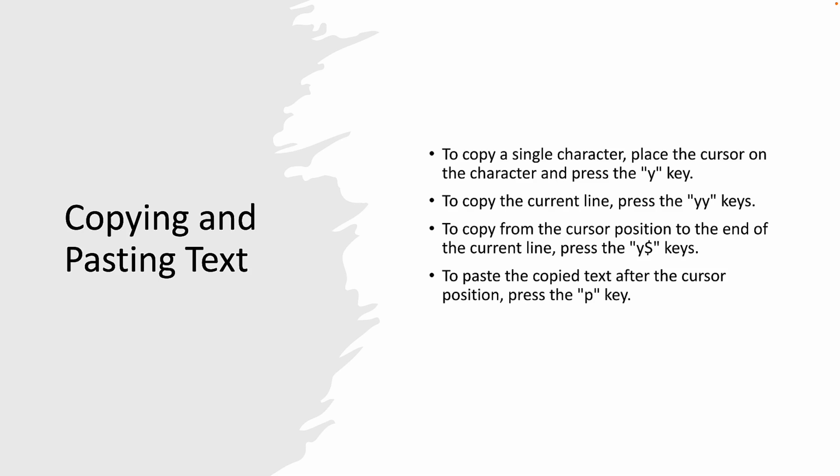Another very common function using an editor is to copy and paste text. So to copy a single character, place the cursor on the character and then press the Y key. To copy the current line, press the Y key twice. To copy from the cursor position to the end of the current line, press Y followed by $. And to paste the copied text after the cursor position, simply press the P key. Again, these are detailed steps, and it'll become much clearer when you do the lab, and I'll do the lab as part of our demonstration here so that you can get used to these commands.